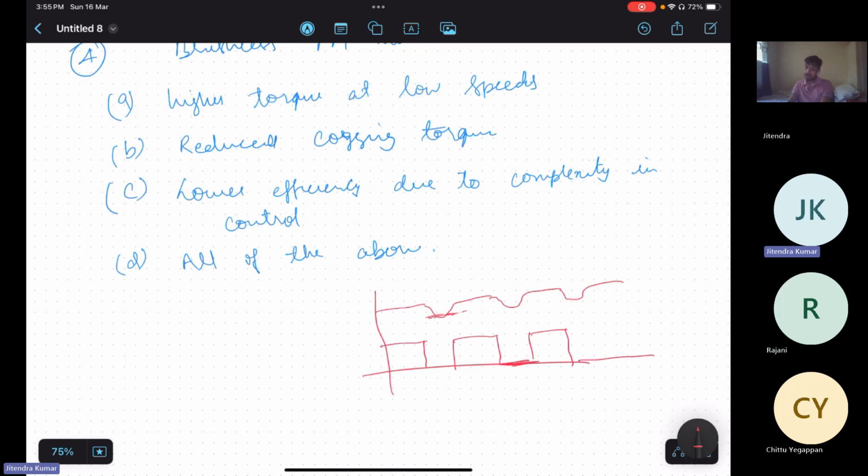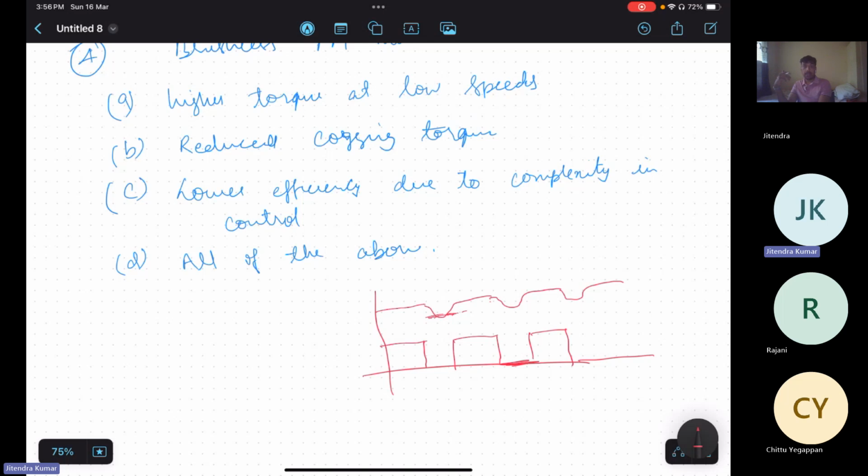Because of this dip, or this absence during the commutation period when one phase is going to turn off and another phase will come into action, that in-between period will create a dip in the value of torque. And that is why there is more cogging, or more torque ripple you can say, because of that.